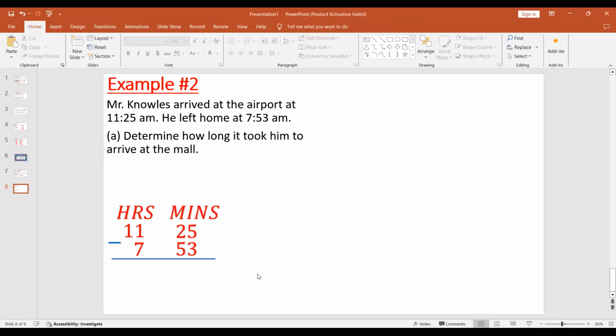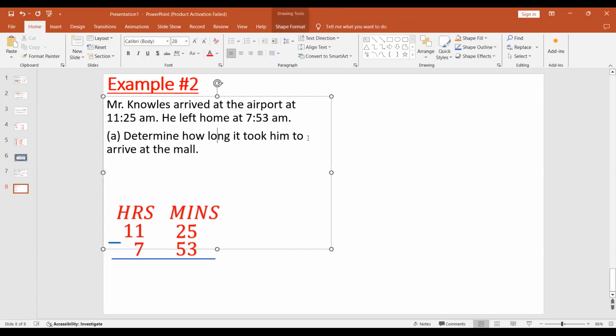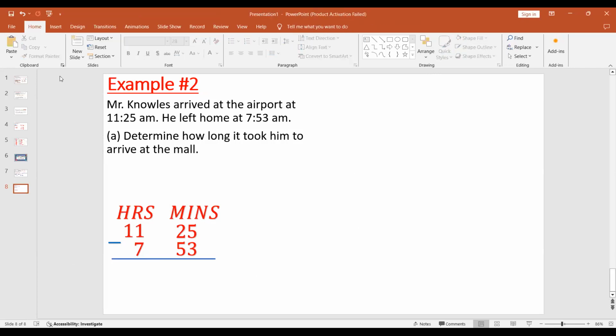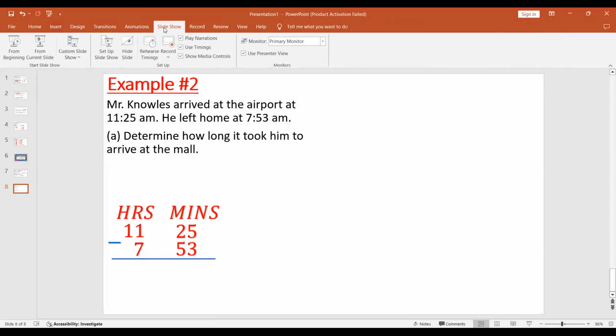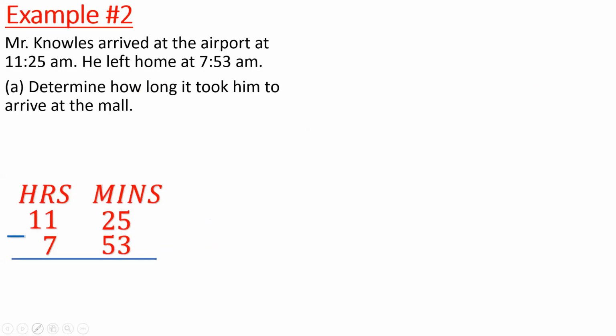I could leave it like such. Okay, so let's subtract. So we have 5 minus 3. What is 5 minus 3? 2. Very good. Now we have to do 2 minus 5. What is 2 minus 5? You have to borrow.